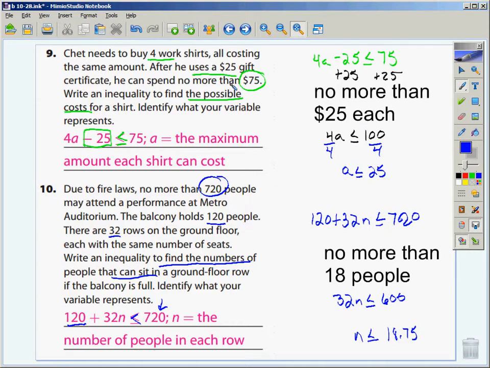Got the same answer. What did you do? 32n is less than or equal to 720 minus 120? Okay. Is greater than or equal to the 32n. Same thing. Okay? Exactly the same. Just written a different way. It's okay.